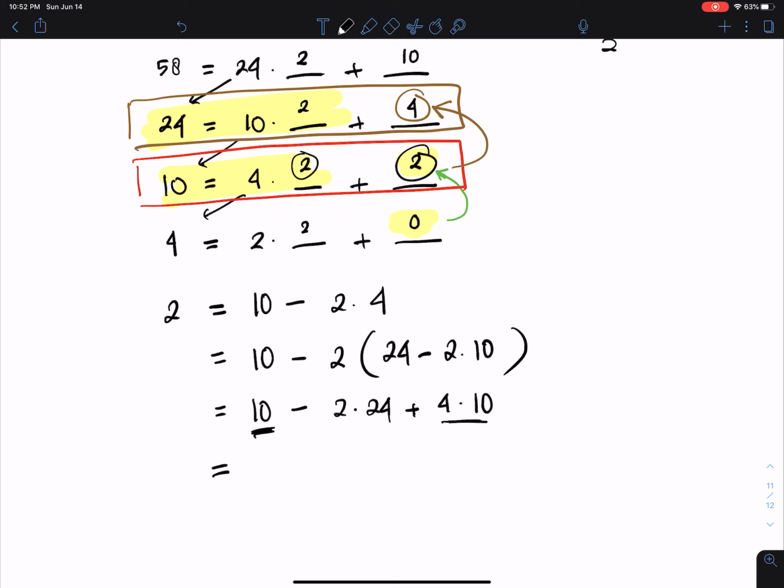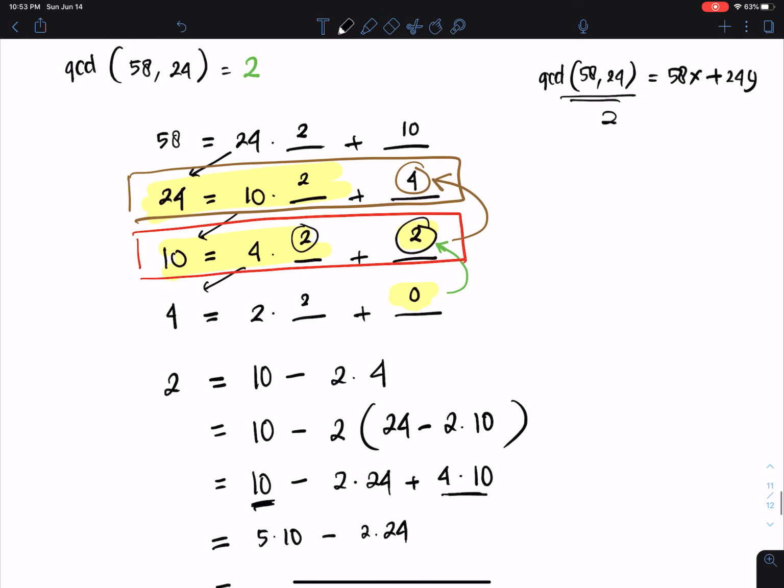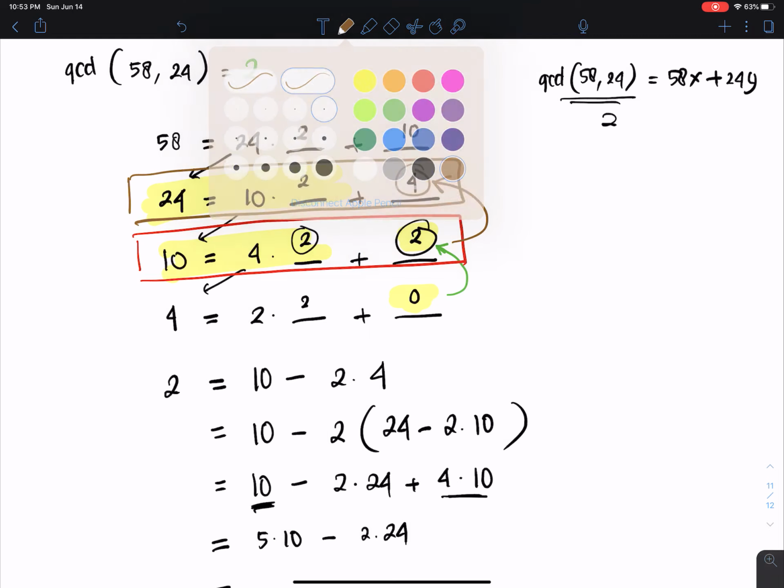So 1 times 10 plus 4 times 10, what do we get? 5 times 10 minus 2 times 24. So we have done the simplifications and we move to the next row.